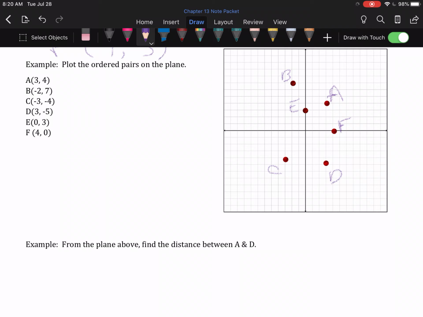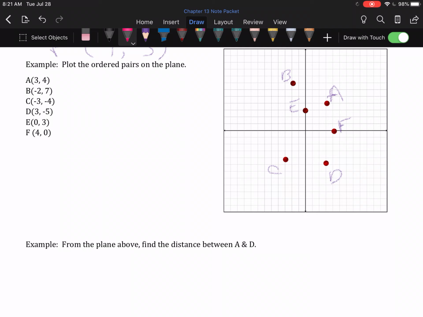Last example, from what we graphed above, find the distance between points A and D. A and D are directly up and down from each other, so we can count. Could also do it if they were directly left and right of one another. You cannot do distance diagonally yet. You will learn how to in the future. So for this, to get from A to D, we're just going to count, and it doesn't matter where you start, we're just counting the number of steps.